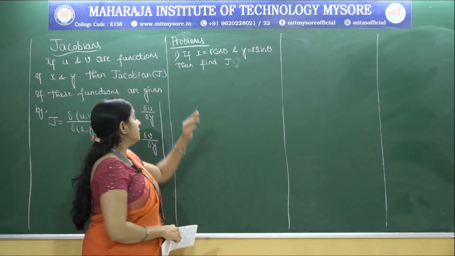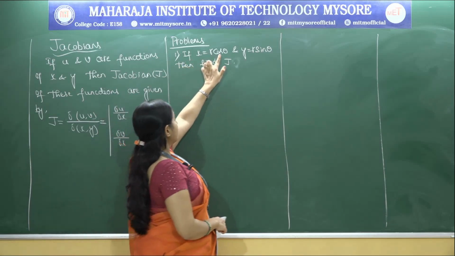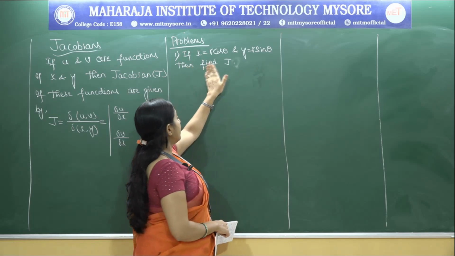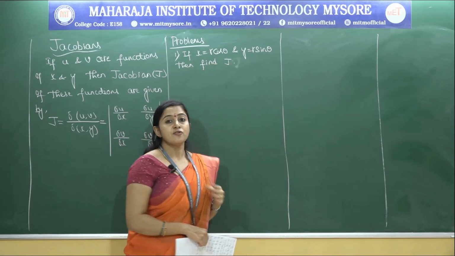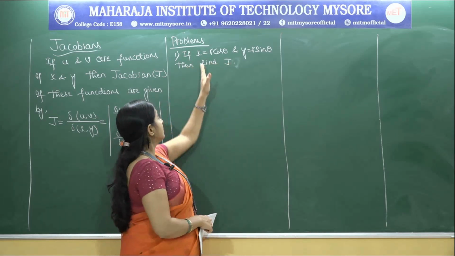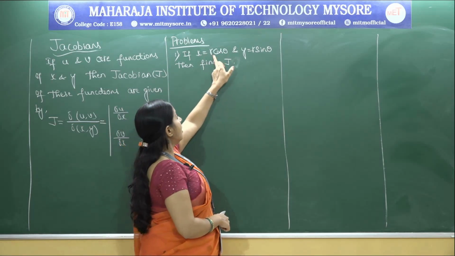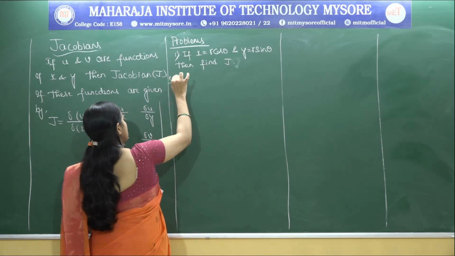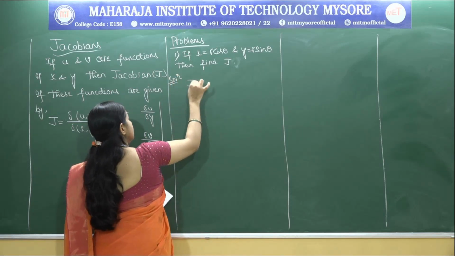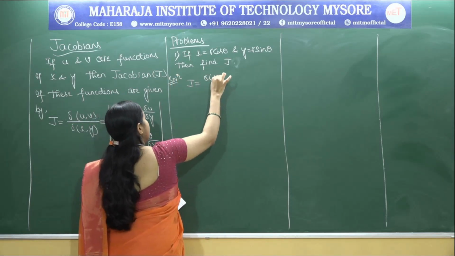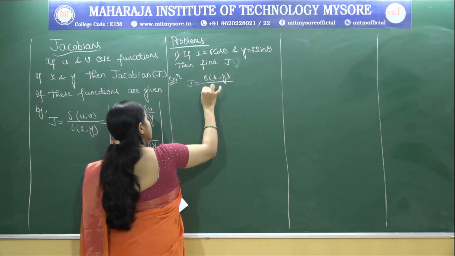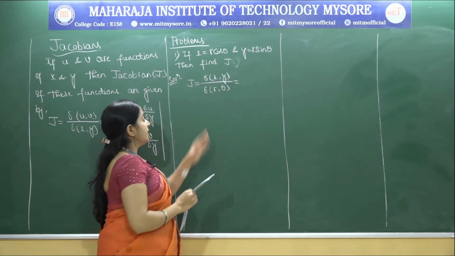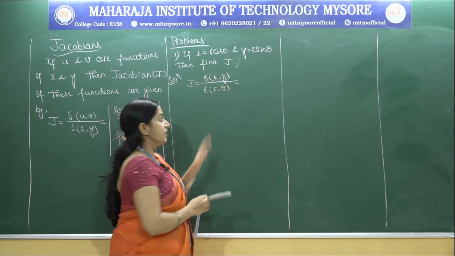So the first problem: if x equals r cos theta and y equals r sin theta, then you have to find the Jacobian J. First see the variables. Here x and y depend on r and theta. So you have to write the Jacobian J equals del(x,y) in the numerator, del(r comma theta) in the denominator. Here x, y depend on r and theta.